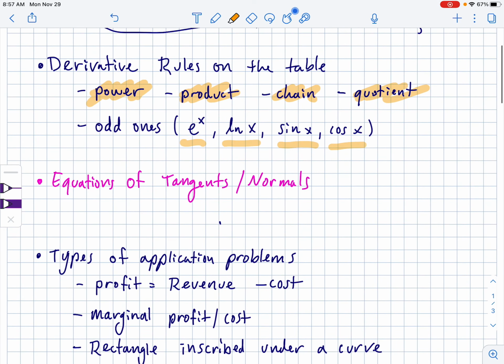Things that we might ask you to do. We might ask you to find the equation of tangents and normals. Just remember, you need a point, y equals mx plus b, where the m came from the slope with the derivative formula, and the b part, usually you have to plug in a point that's on the original curve.